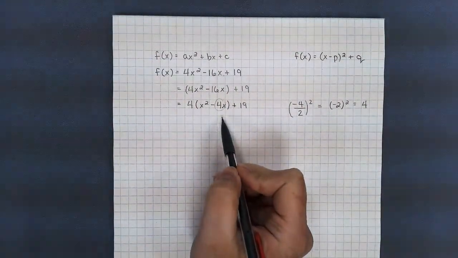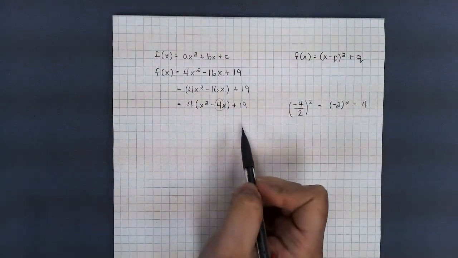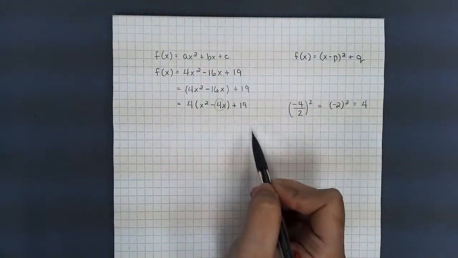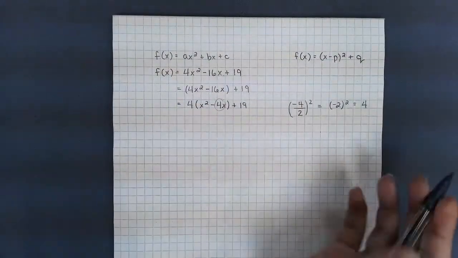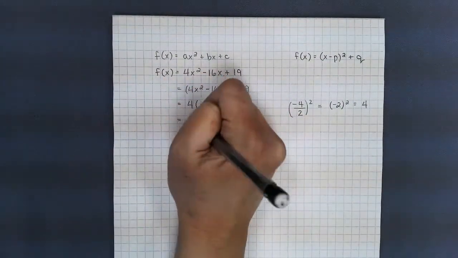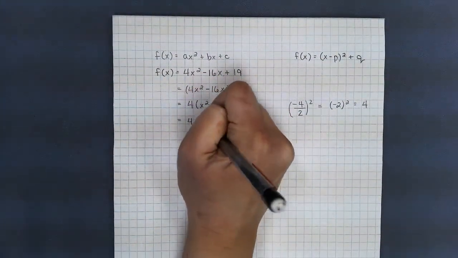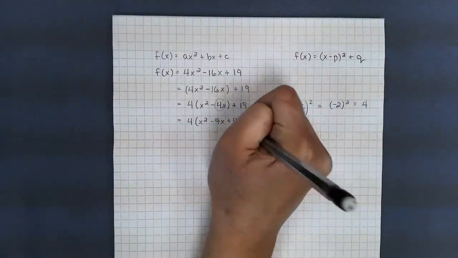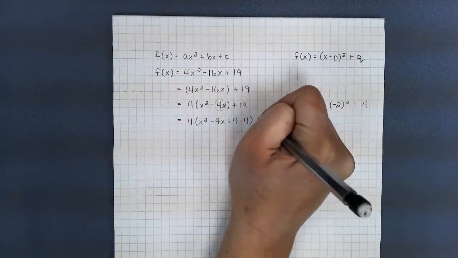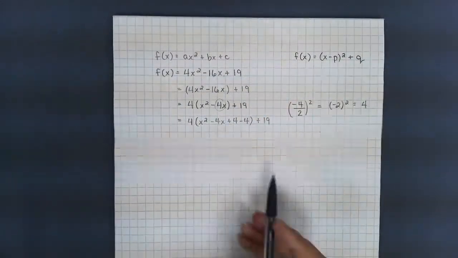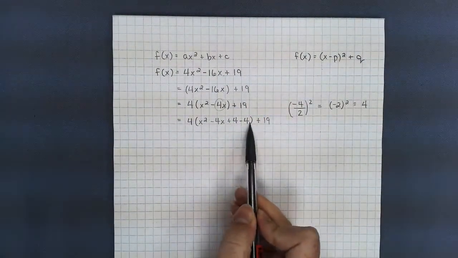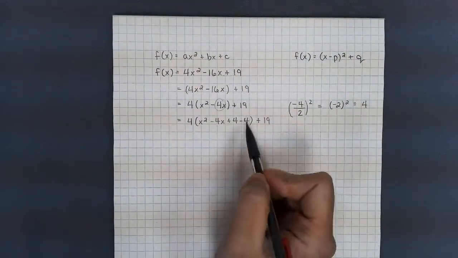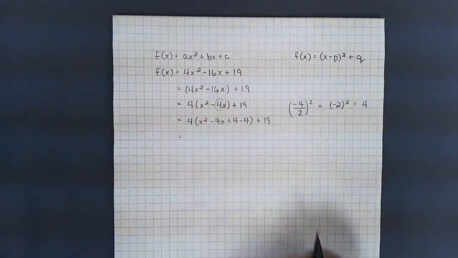The reason I'm both adding and subtracting it is because I'm essentially doing nothing to the equation. If I add 4 and then I take it away again, it's like adding 0. So I'm going to do 4 on the outside of the brackets, x squared minus 4x plus 4 minus 4, and then outside the brackets plus 19. And you'll see there that if I add 4 and subtract 4, it's just like 0, so it's not doing anything to the equation, but it's going to help me complete the square.